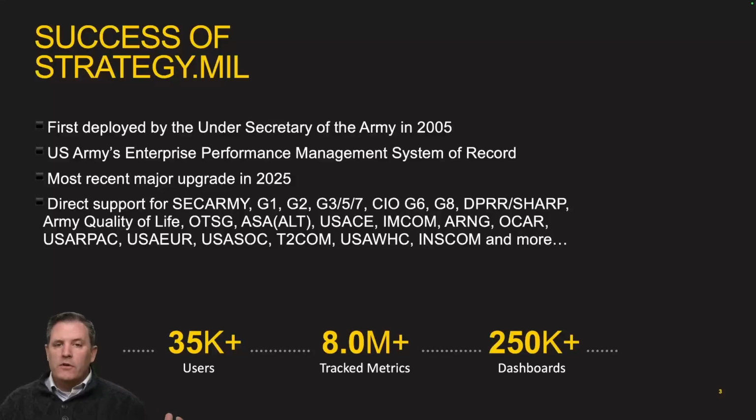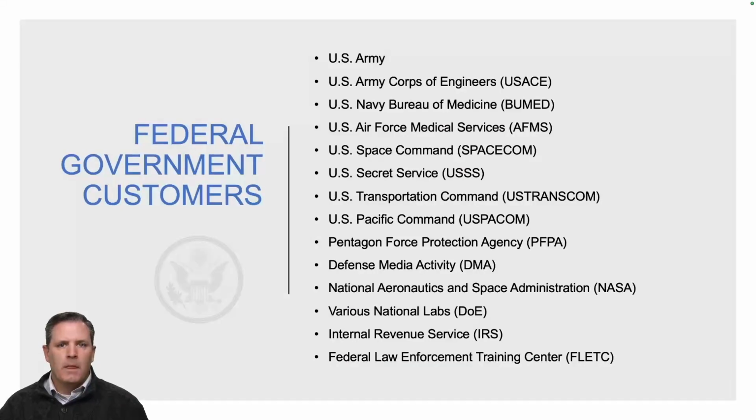Strategy.mil, first deployed in 2005, is a modern web-based cloud service offering. It is used across the Army for different matters of performance management, and most closely within G1 is used for the harmful behaviors portfolio. It is based off of a FedRAMP approved cloud system that is used by many federal partners.